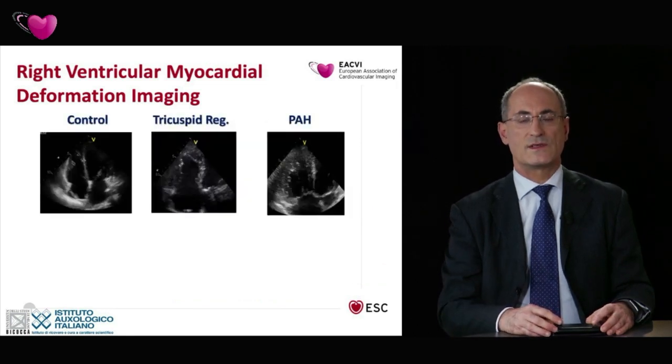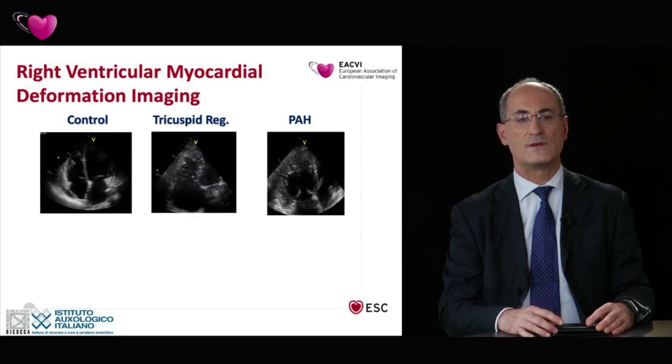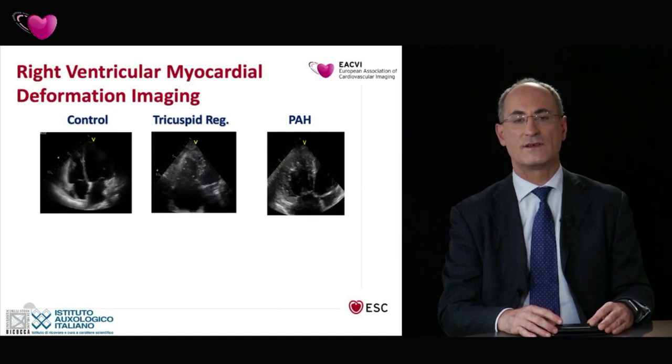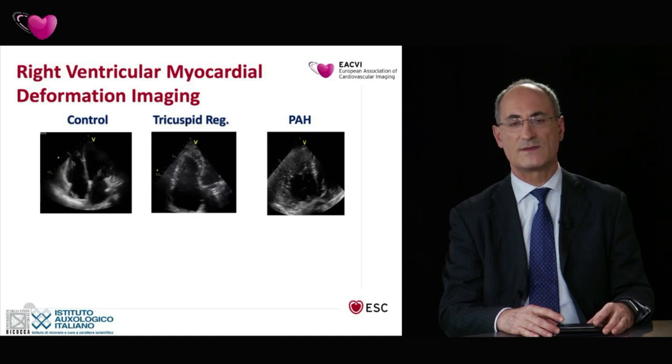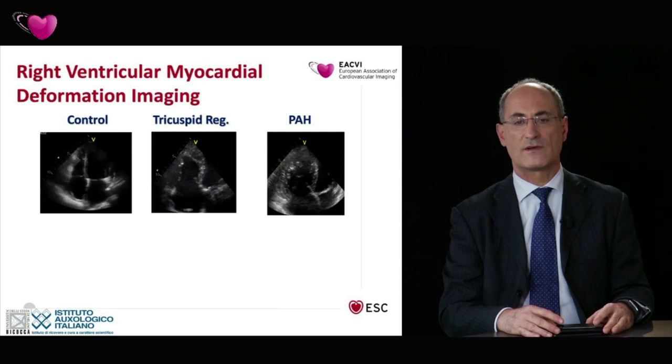Just to set the stage, I will start with three very quick cases. On the left, you see a 4-chamber view of a healthy volunteer. In the center, there is a right ventricle with severe volume overload, severe tricuspid regurgitation. And on the right, a patient with pressure overload of the right ventricle, a hypertrophied right ventricle due to pulmonary artery hypertension.